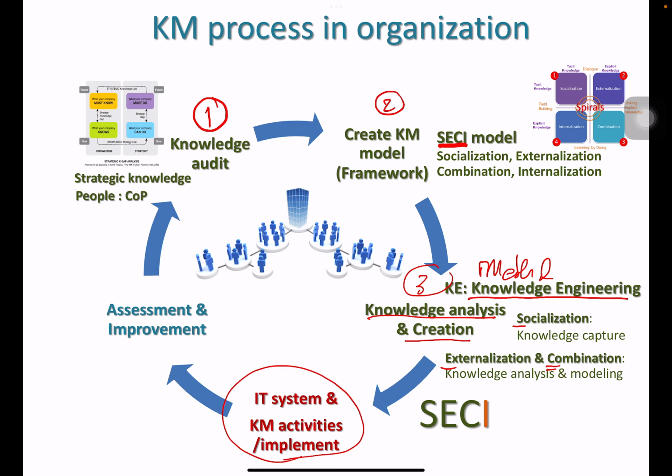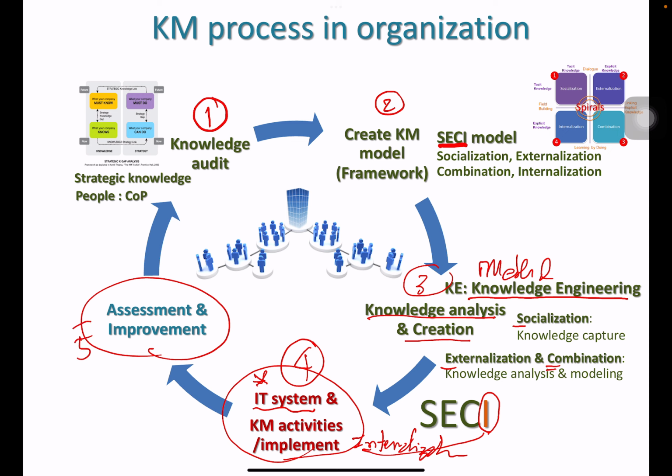Then in chapter 5, in the part of internalization, we're going to talk about how to adjust information technology, or the technology perspective. This is the last one, internalization, under the SEGI model, in order to implement the knowledge. And in step 5, we're going to talk about how to assess and improve knowledge management under the strategic knowledge, implement it back to the organization, and improve the organization.